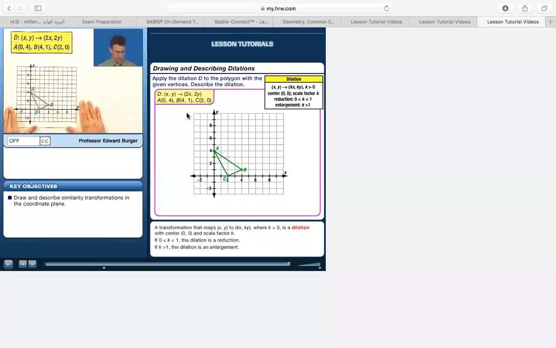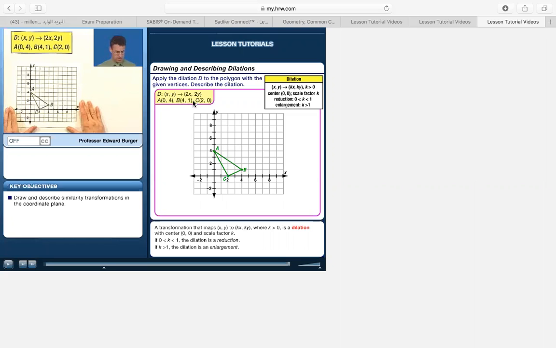So x and y again. A is (0, 4), x and y. The dilation is (2x, 2y), so each x and y will be doubled, multiplied by 2. So 0 multiplied by 2 is 0. 4 multiplied by 2 will be 8.